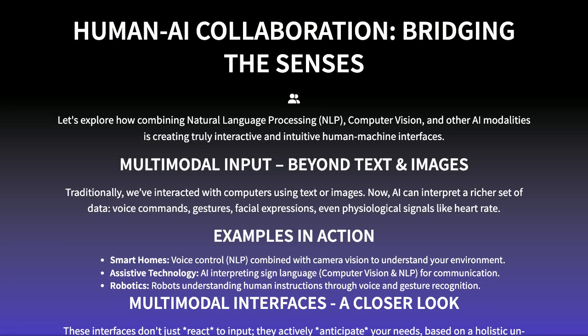Okay, so this slide is all about how we're moving beyond just typing commands or uploading pictures to interact with AI. We're starting to see incredible systems that understand us in a much more complete way. It's about combining different types of input like voice, what the camera sees, and even how you feel. Think smart homes where your voice controls everything, assistive technology helping people communicate through sign language, or robots responding to your gestures and instructions. The key is that these interfaces aren't just reacting, they're learning about you and anticipating your needs based on all the data they're collecting.